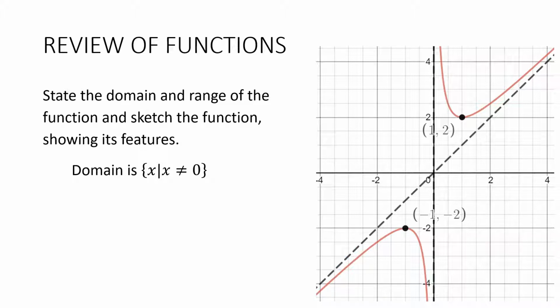The range is a little easier. We can see this great big hole. So we're talking the y values now. We can see this hole here. So we're going to write y is less than or equal to -2, or y is greater than or equal to 2. And there's our range.